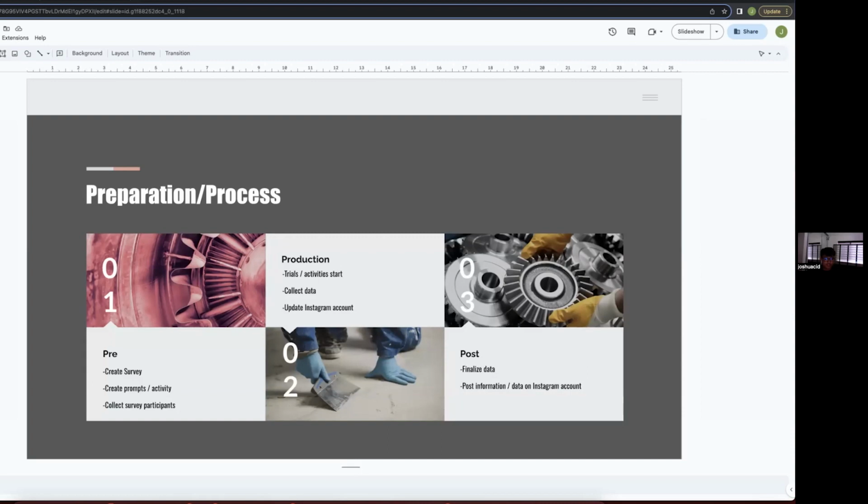The post-production phase consists of gathering and finalizing the data collected and posting all the information and data on the Instagram account. I will also be posting the participants' work, but of course with their consent first.